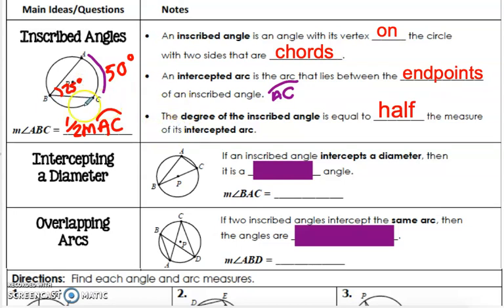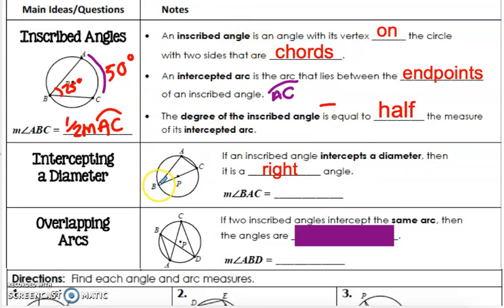And vice versa. If you know an inscribed angle, the opposite of halving is to double it, so you can double it to go to the outside. There are some special relationships with that. You can have an inscribed angle that intercepts a diameter. When an inscribed angle intercepts a diameter, you're going to have a right angle. And here is why.